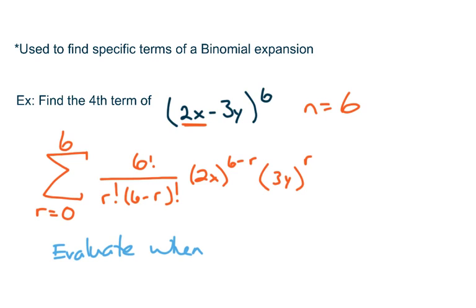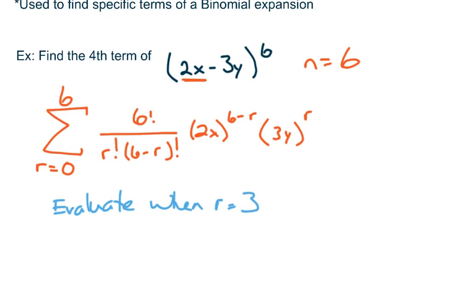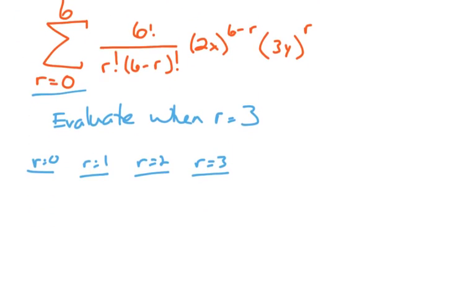In this case, r is going to be 3, because r equals 0 is our first term. Second term is r equals 1. Third term is r equals 2. The fourth term is actually when r is equal to 3. So if we're looking for the fourth term, we're going to use an r value that is 1 less than that, every time. So we're going to plug in 3 for our r value and see what we get.